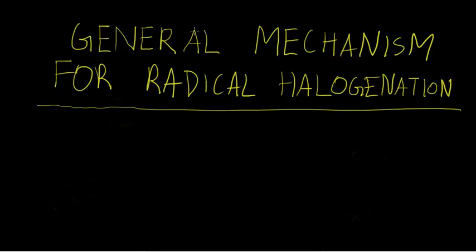So in the radical halogenation introduction video, I illustrated the radical halogenation mechanism by showing the mechanism for radical chlorination of methane. In later videos, we saw some chlorination reactions of other alkanes. In this video series, which this is the first video, we'll be looking at the general mechanism for radical halogenation, as well as the energetics involved in the process. So that's reactions of any alkane with any halogen.